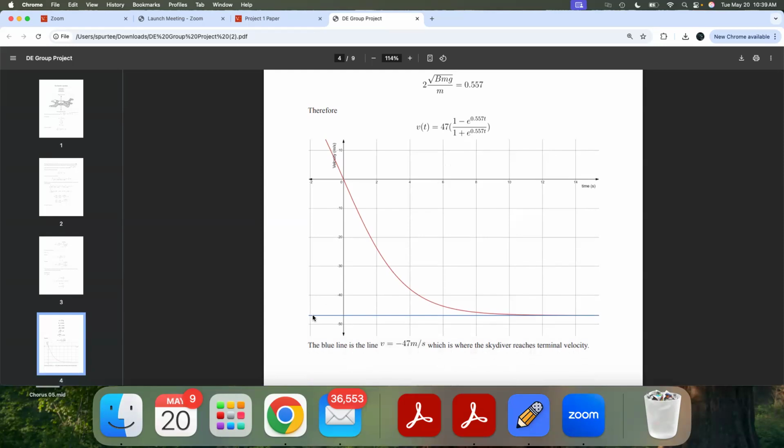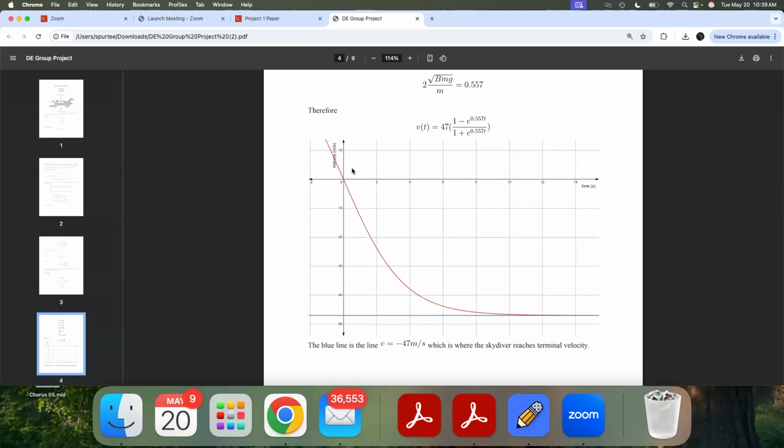Okay, now for some reason this group wrote this line here: you never reach terminal velocity. You asymptotically approach it, but you don't actually reach it. I like that they included the blue line here to show what we're approaching, but don't write this line. You never actually reach terminal velocity.